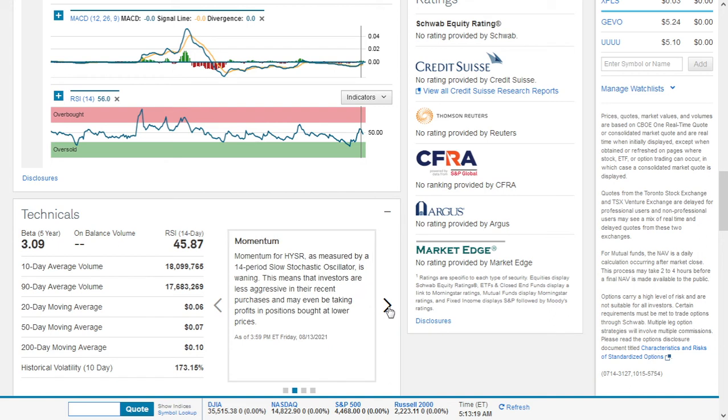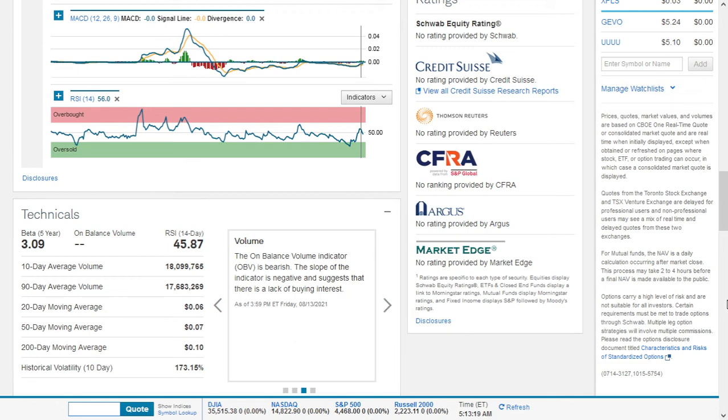Momentum for HYSR stock, as measured by the 14-period slow stochastic indicator, is waning. This means that investors are less aggressive in their recent purchases and may even be taking profits in positions, but at lower prices. The on-balance volume indicator is bearish. The slope of the indicator is negative and suggests that there is a lack of buying interest.